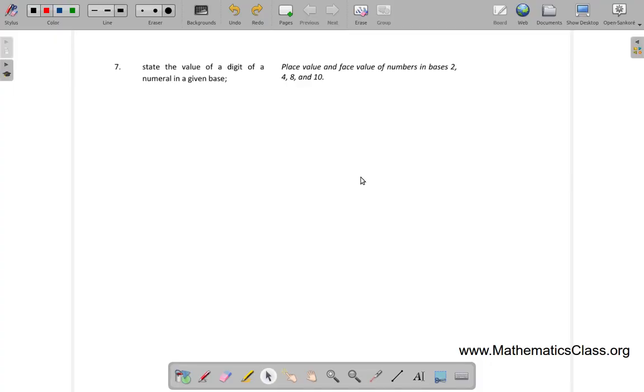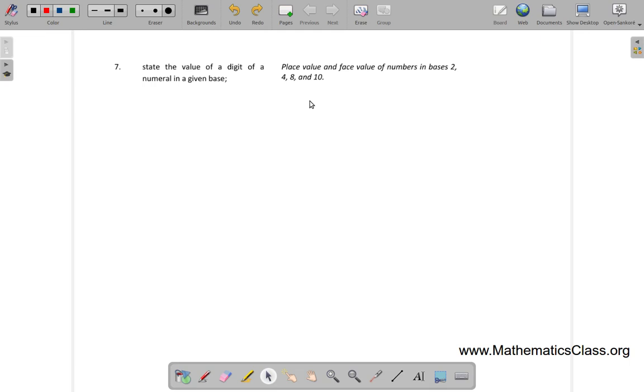Now before, we had looked at the place value and face value of a base 2, a base 4 number, and a base 10 number. Now we want to look at the place value and face value of a base 8 number.